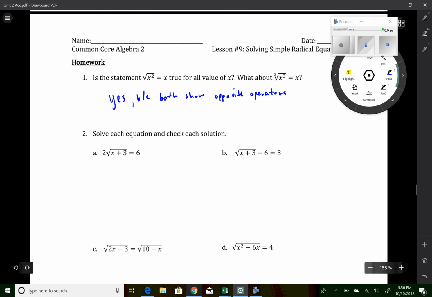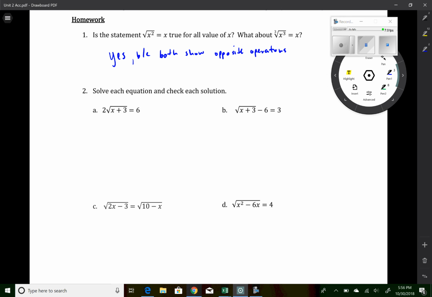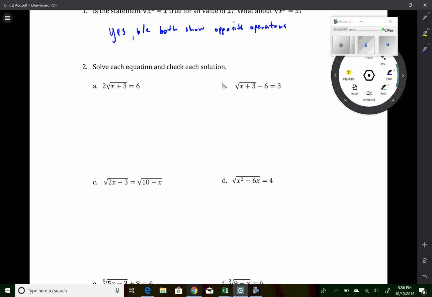Well, let's move on to number 2, and this is really like the meat of the lesson. For number 2a, the first thing I want to do is isolate the square root. So I want to divide both sides by 2. That gets rid of this 2, leaves us with the square root of x plus 3 equals 3. If I then square both sides, I get x plus 3 equals 9. Subtract both sides by 3, and I get x is equal to 6.